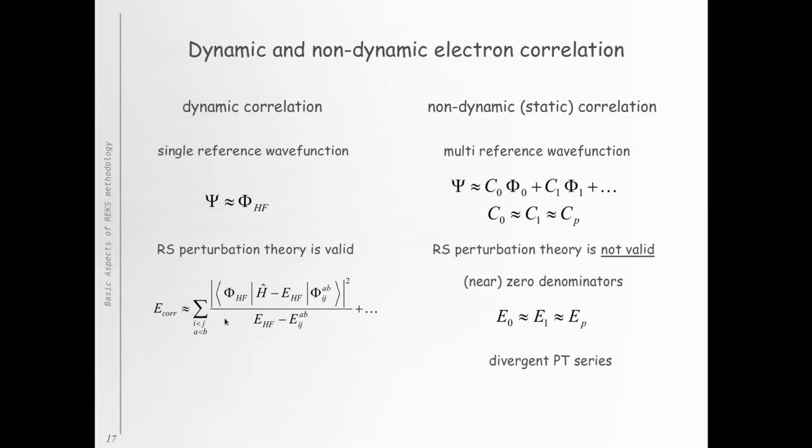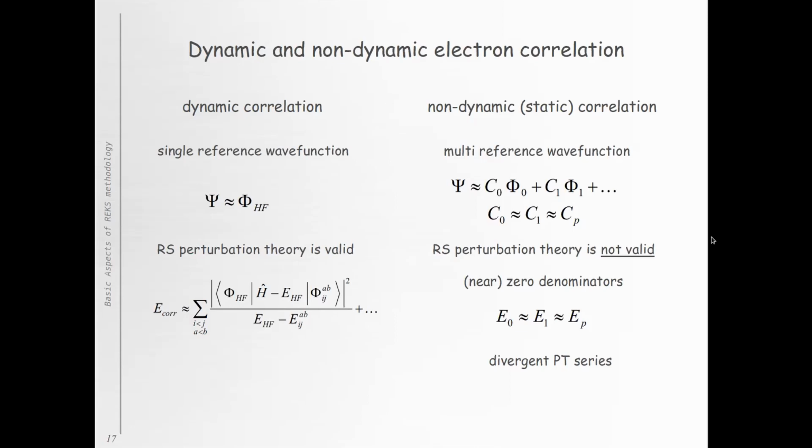and if we try to build the whole perturbational series for the correlation energy, we may see that it is divergent. Situations when it is required to combine several electronic configurations to describe even approximately the exact wave function are known as situations where non-dynamic or static correlation is present.